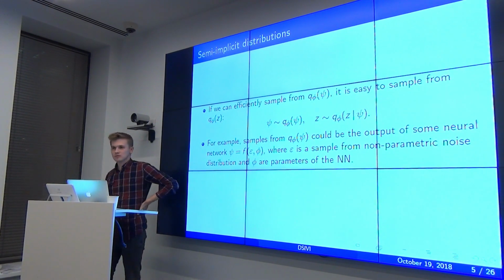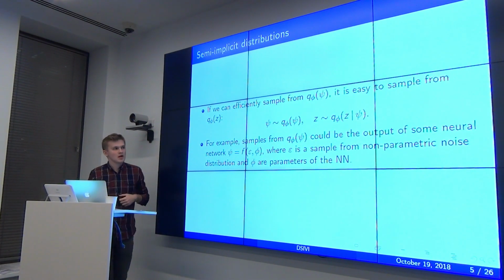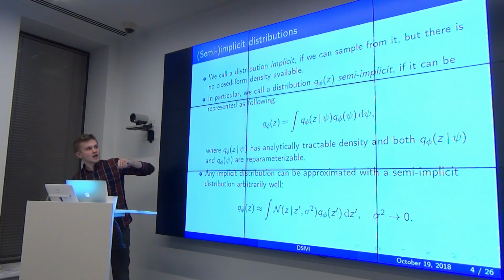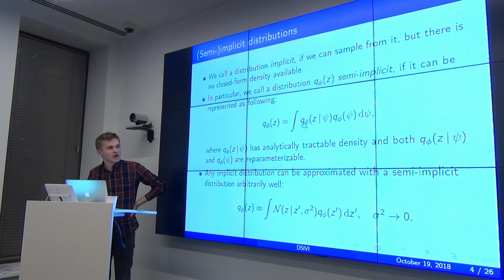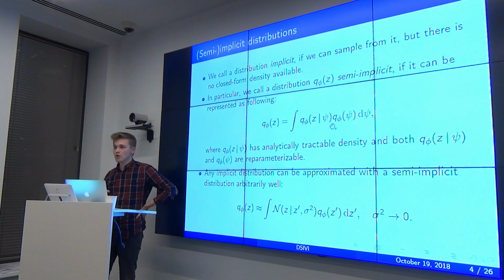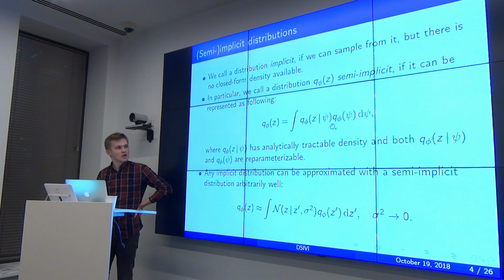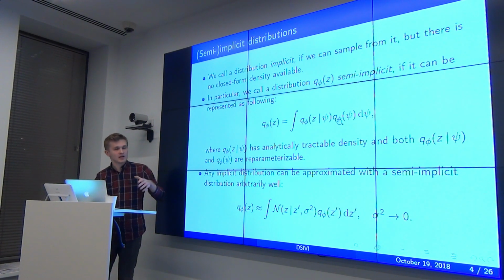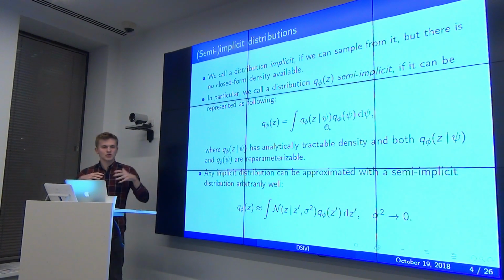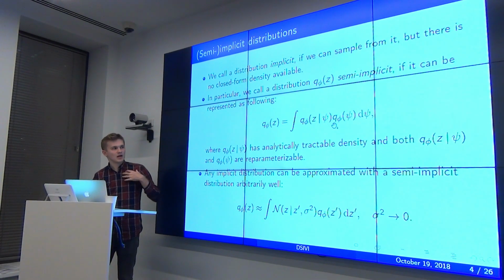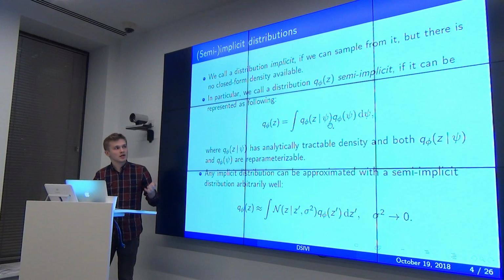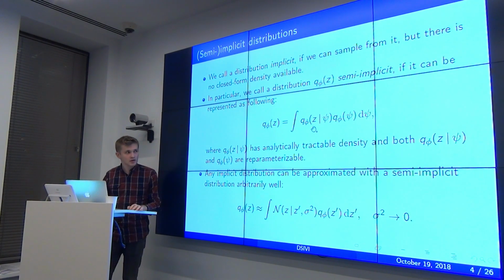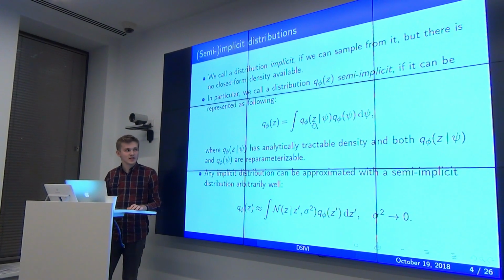Why do we need semi-implicit distributions? Let's get back here. Even if q_phi(z|psi) and q(psi) are both very simple, if the conditional distribution is simple, for example a normal distribution, and q_phi(psi) is some complex distribution, we actually get a very complex distribution, which is a mixture. Even though we cannot compute the density of z here, we can still compute the density of the conditional distribution.